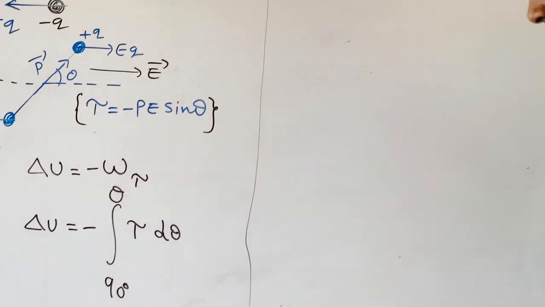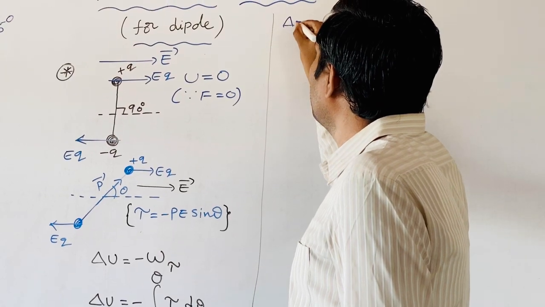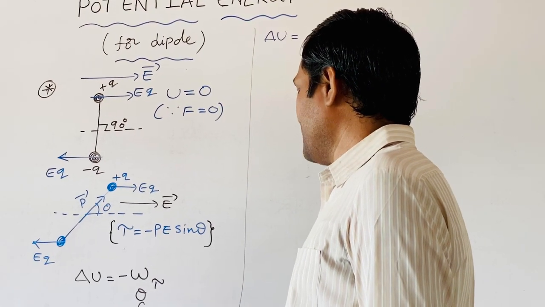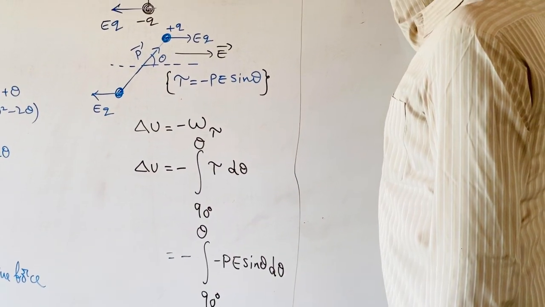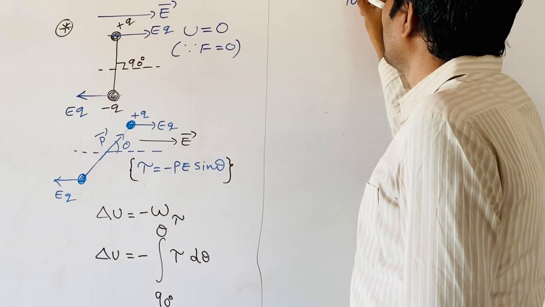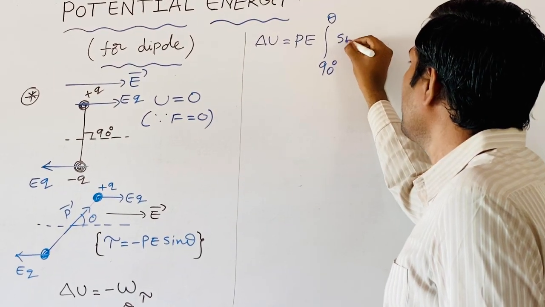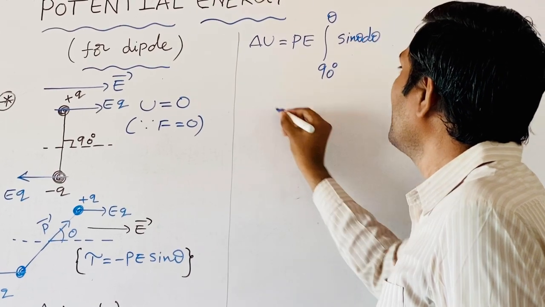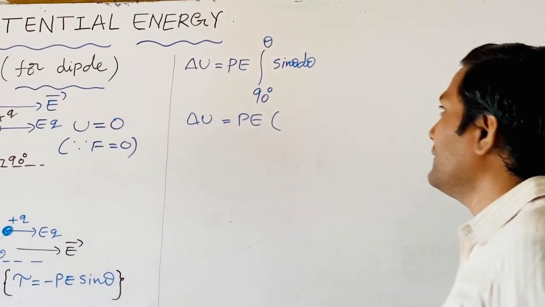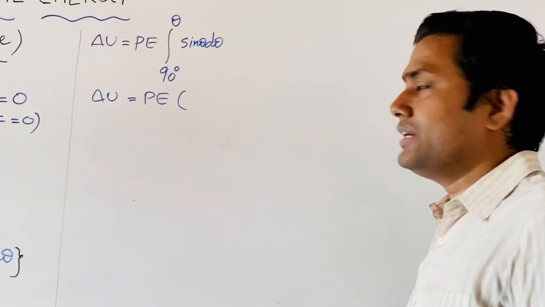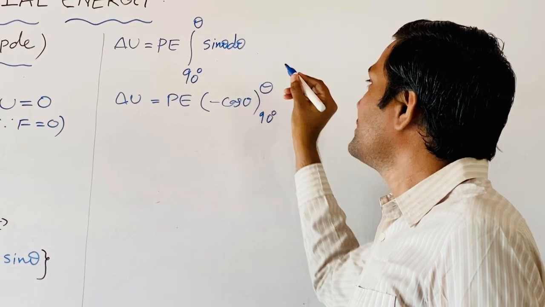Here again, what can we write thereafter? Delta U is equal to, minus minus is plus, P constant, E constant, take them out. Now what do we write? P E integral from 90 degrees to theta of sin theta d theta. Again, delta U is equal to P E. What is the integral of sin theta? The integral of sin theta we know is minus cos theta. Now substitute here: minus cos theta from 90 degrees to theta.